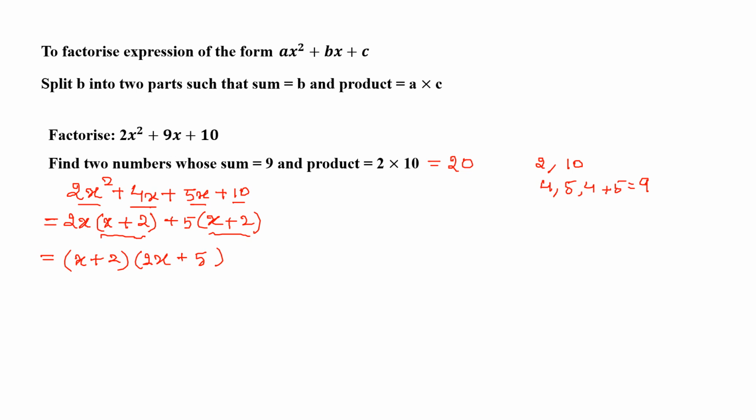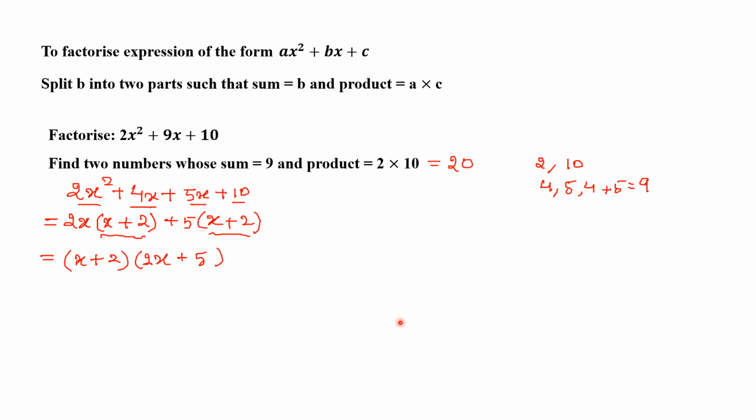So again I am repeating it. What you have to do, you have to split the middle term in such a way the sum should be 9. Okay, you have to find two numbers whose sum should be 9 and the product should be the product of a and c. Here a is 2 and c is 10. So product should be 20. So you have to see so many combinations where you are getting this sum as 9 and product as 20. That only two numbers you have to choose and you have to split the middle term.